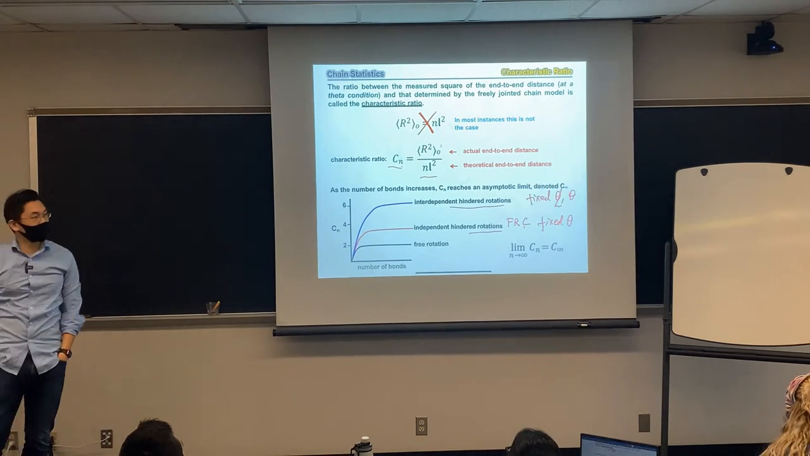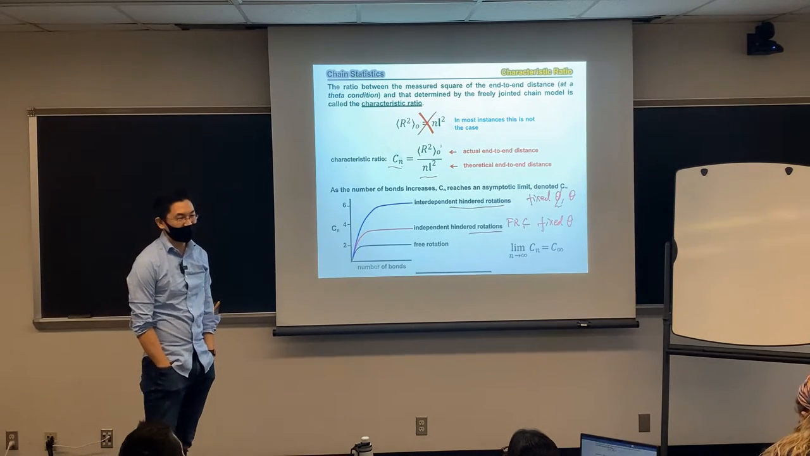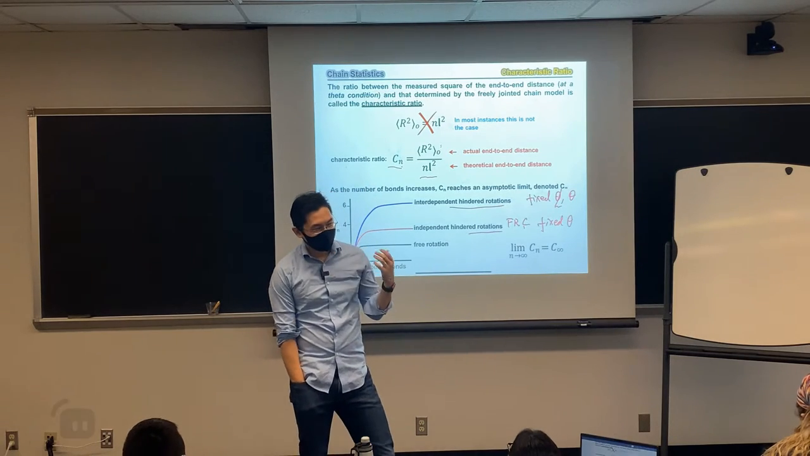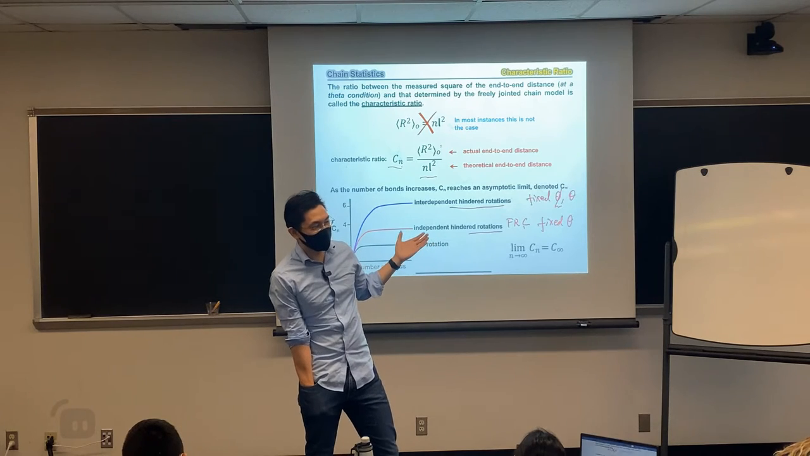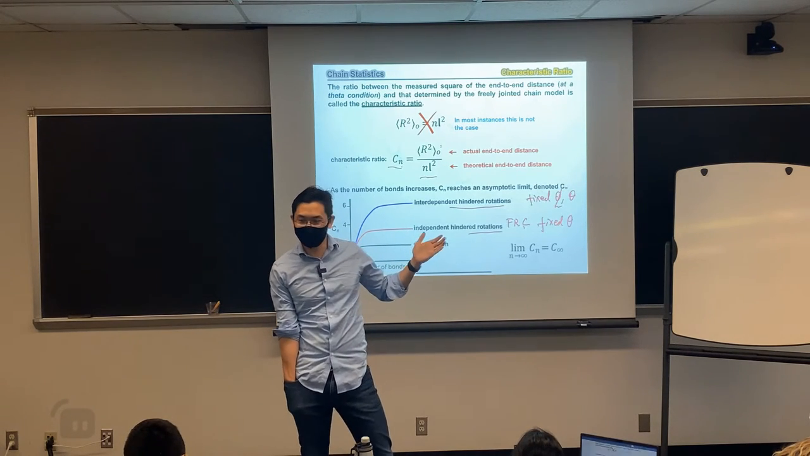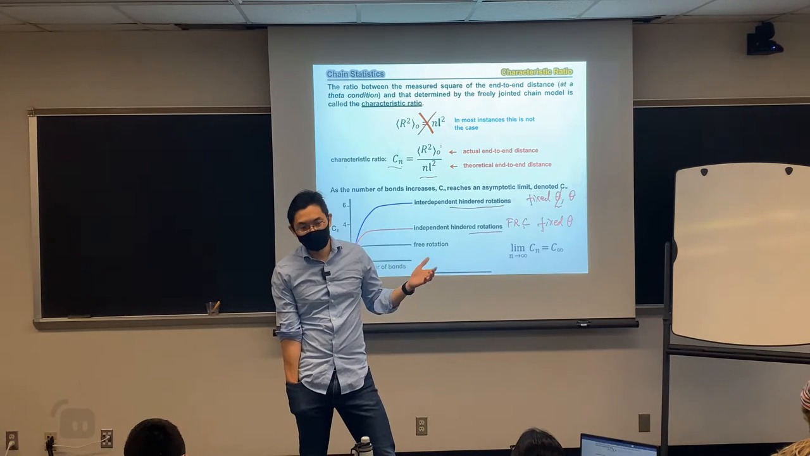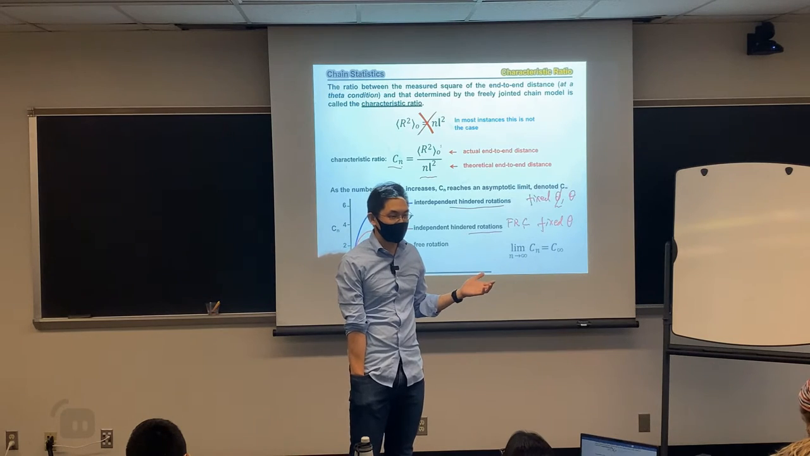So how do you define the characteristic ratio in the homework? I think this is something everybody cares about. So if you see this, can someone make a motion to suggest how we can address the homework problem? We are given the molecular weight, and we are given the end-to-end distance.